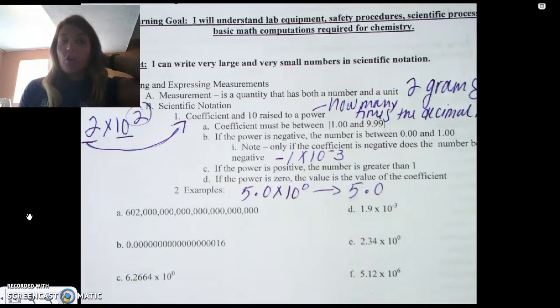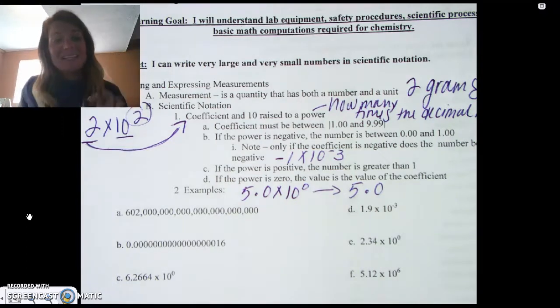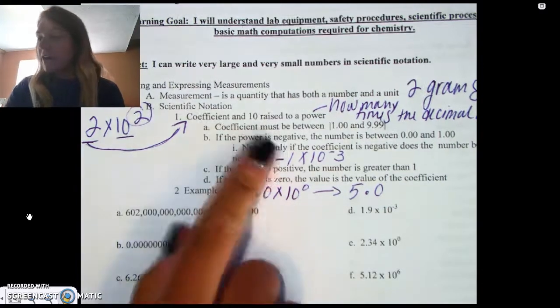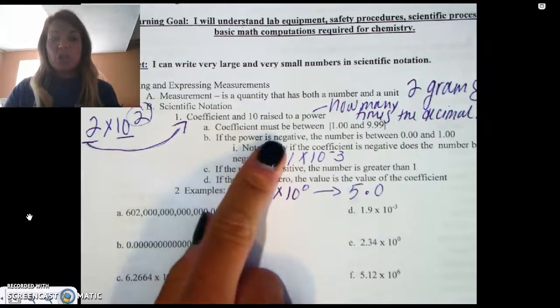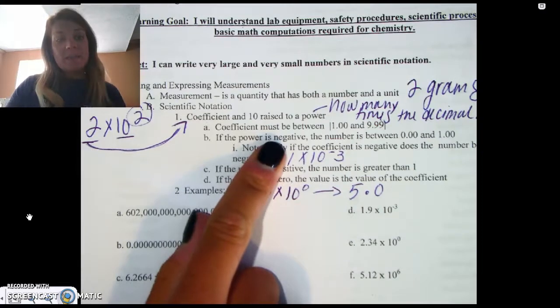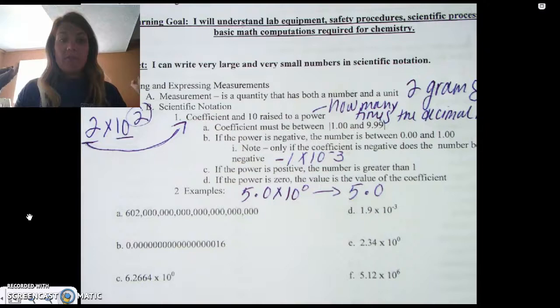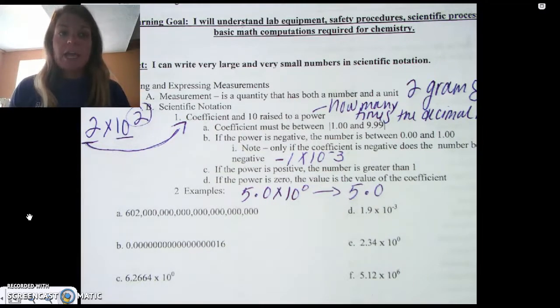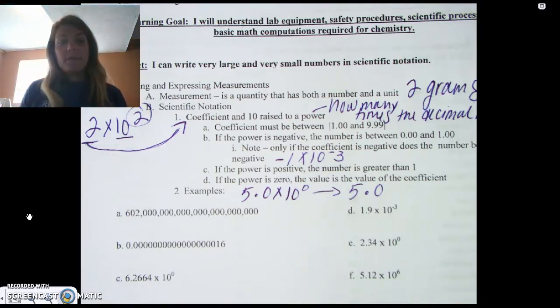Okay? If the coefficient is negative, though, this does not necessarily mean that the number is negative. So, for instance, if I had 1 times 10 to the negative third, that does not mean that this number is negative. It means that it's really small. Now, if I put negative 1 times 10 to the negative third, that does mean that the value will be negative. Okay? If the power is positive, the number is going to be greater than 1.